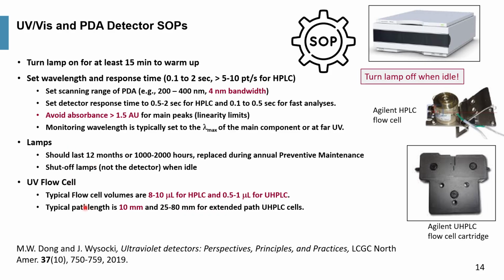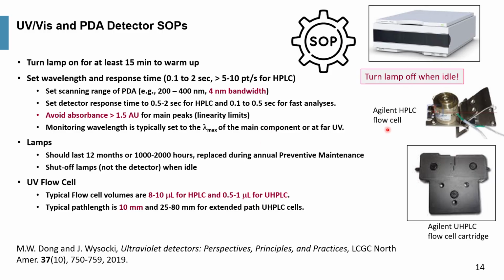The typical flow cell volume is 8 to 10 microliter for an HPLC detector and 0.5 to 1 microliter for a UHPLC detector. Typical path length is 10 millimeter or 1 centimeter. One can purchase extended path length UHPLC cells anywhere from 25 to 80 millimeter, depending on the vendor.